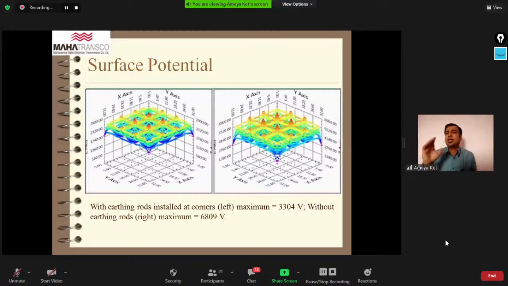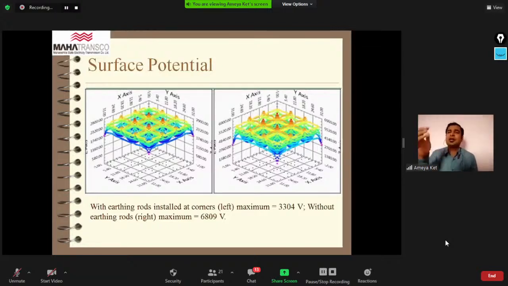As you see on the right corner of the screen, without the earth rod, the maximum surface potential felt at that field, in the case of the 220 kV substation, is 6,809 volts. And what happens if we install the earthing system on that same 220 kV substation? The surface potential is reduced by 50%, as you can see on the left side of the screen, to 3,304 volts only. So what exactly is the difference between these two graphical representations?